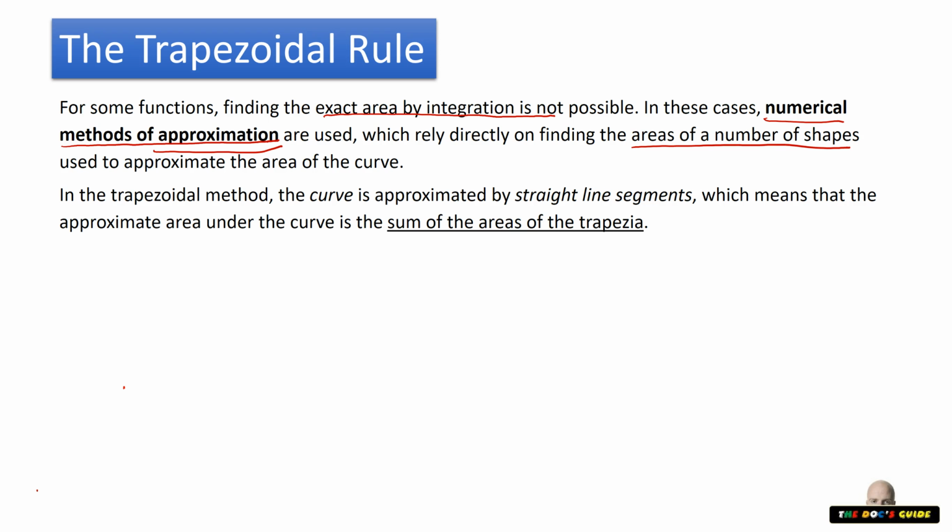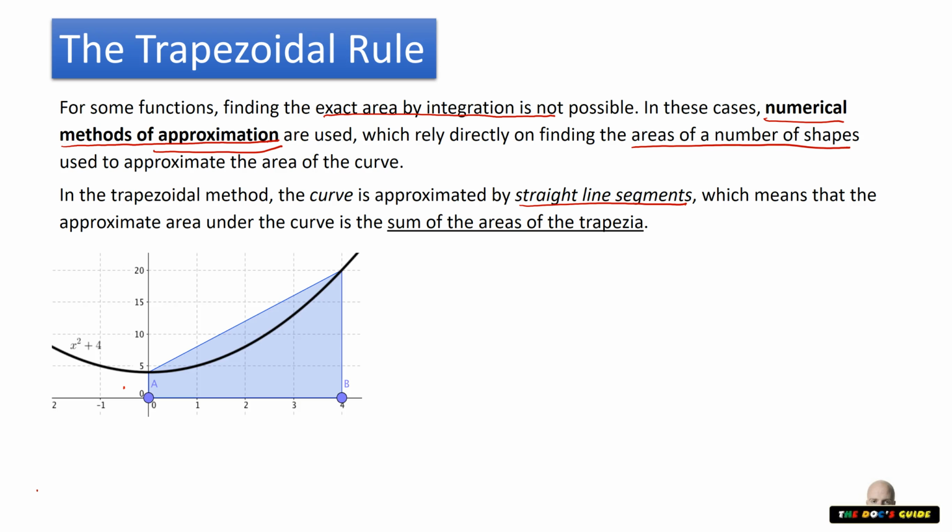So in the trapezoidal method, what we do is to approximate the curve with straight line segments, and those straight line segments mean that the area under the curve can be treated as the sum of the areas of trapezia formed by the straight line segments. So that seems like a lot to get your head around, but here it is with one application.